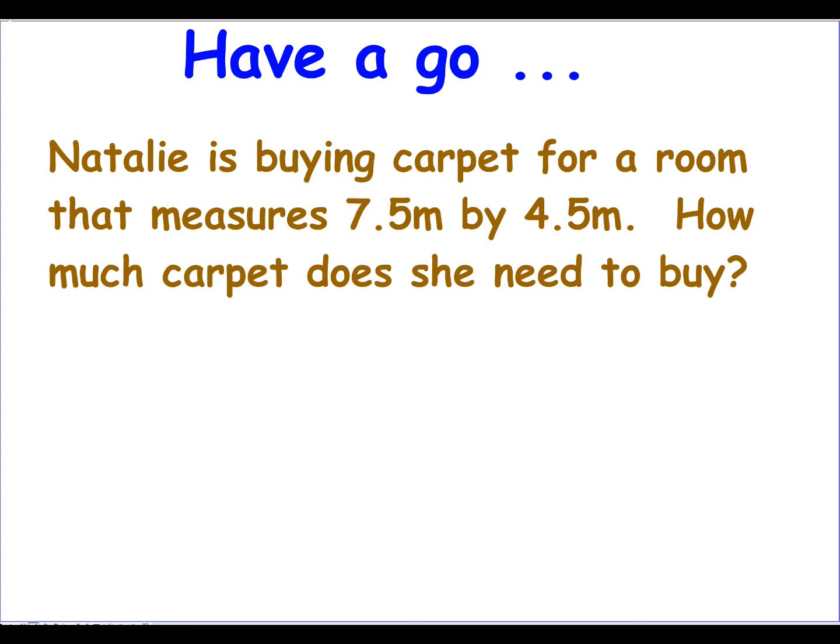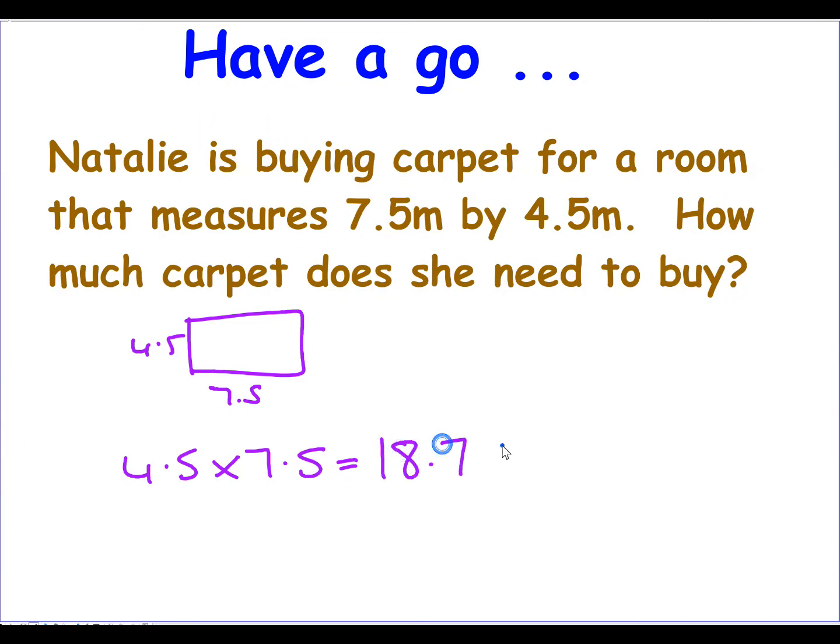Sometimes to calculate areas, you will not get a diagram, they'll just give you the problem in words. So Natalie is buying a carpet for a room that measures 7.5 meters by 4.5 meters. How much carpet does she need to buy? So quite literally, our 2 dimensions for our carpet are 7.5 by 4.5, so we need to multiply our 2 dimensions. And we end up with 18.75 meters squared.